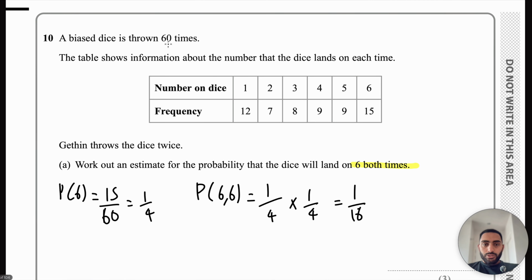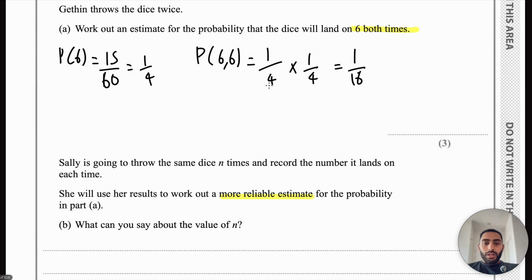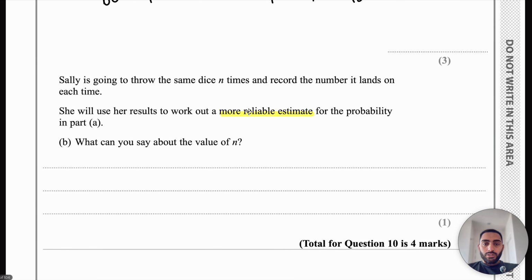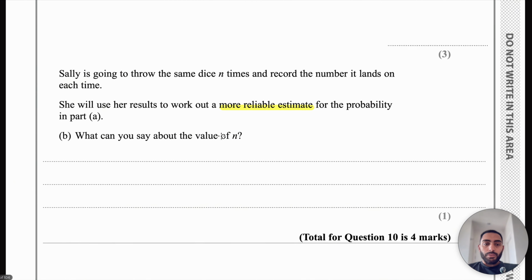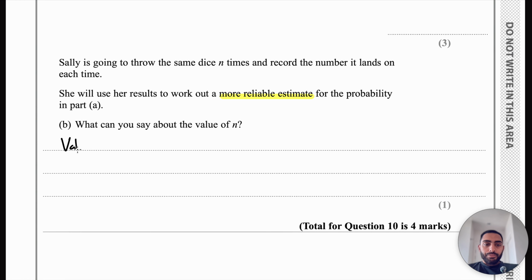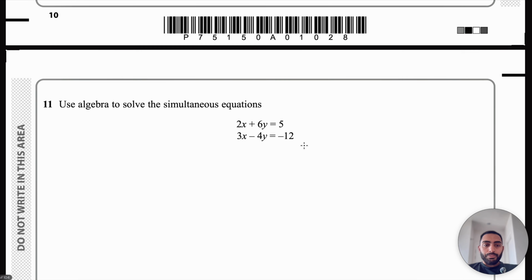In the original question, she throws it 60 times, and it tells us she's using her results to work out a more reliable estimate. So that means she's going to have to throw it more than 60 times. Let's say she threw it 100 times, she's going to get probabilities that will be closer to the actual values. So the value of n will be greater than 60. And that way she'll get answers that are closer to her actual probability.